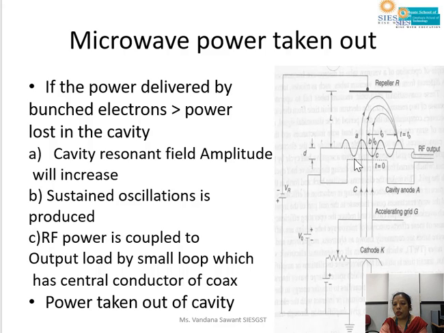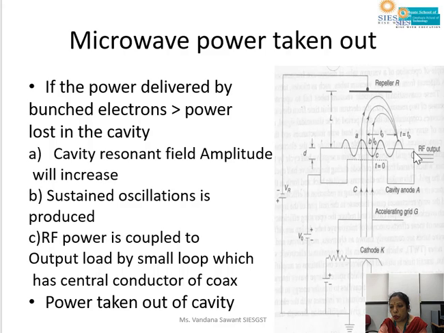Now these sustained oscillations generated inside the cavity increase in strength as more and more electron bunches reach the cavity. This signal can be connected to the output with the help of a small loop with a central conductor of coax. Now this is a small loop, this is the output side.